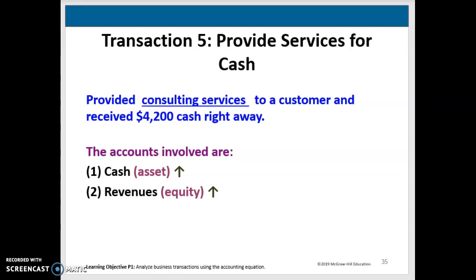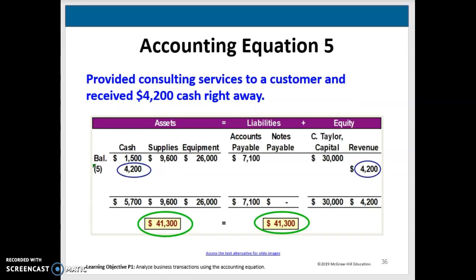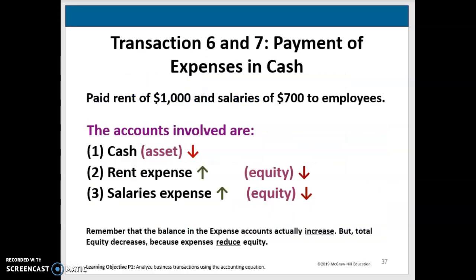So we have cash that's going up because we're getting cash right then. And the other side that's going up is our revenue, which is an equity account, but remember we have 4 categories of equity, so we're breaking that down. Our revenue is increasing because we earn money, and we're getting paid for that revenue with cash. All right, let's look at another one. This part shows how it balances. So again, we're still in balance. Now let's look at another one.